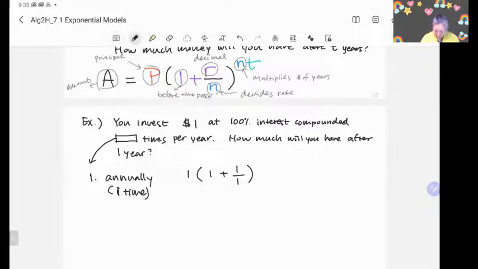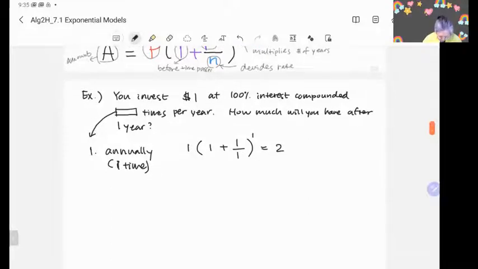Then for how many years? 1. Then the answer is 2, right? 1 times 1 plus 1 over 1 is 2. 2 raised to the power of 1 is 2. Okay, then number 2. If it says semiannually or biannually, that means it's 2 times per year.